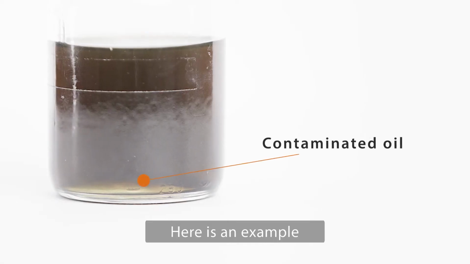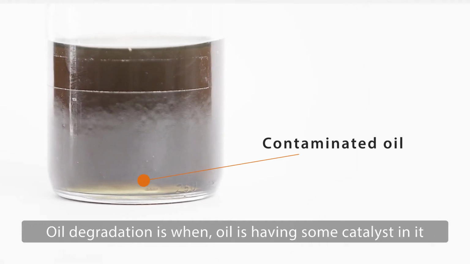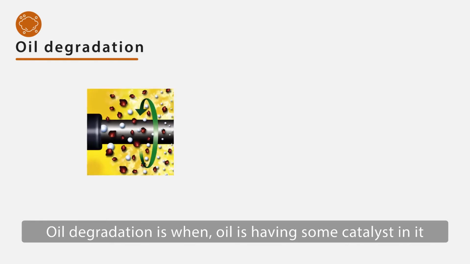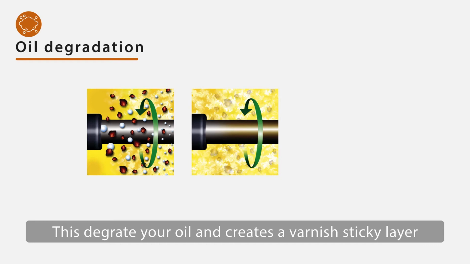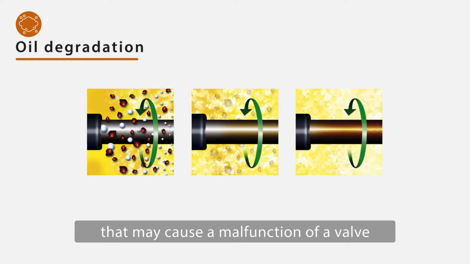Here is an example of a contaminated oil with particles and varnish. Oil degradation is when oil is having some catalysts in it. That could be wear metals, water, or high temperature. This degrades the oil, creates a varnish sticky layer that may cause a malfunction of a valve.